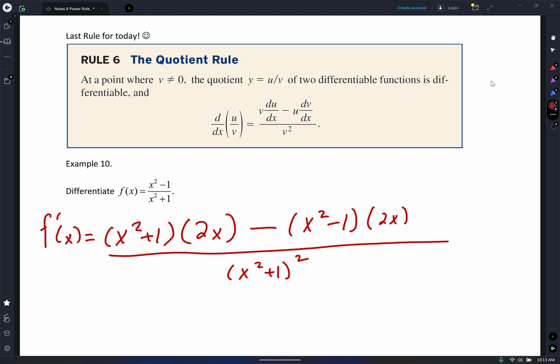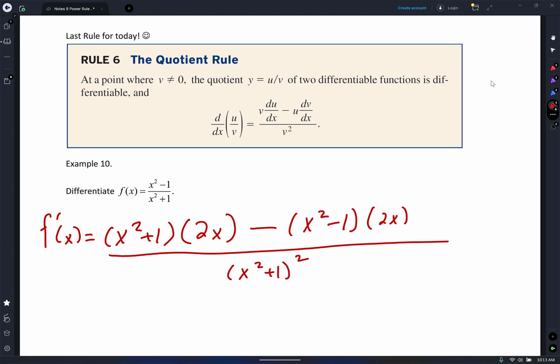So low d high minus high d low over low low. If you don't like all these highs and lows and d highs and d lows, just go bottom times derivative of the top minus top times derivative of the bottom over bottom squared. And I know at least one of my BCers is like, I don't like the high D and the low D and high and low, what is the other one?